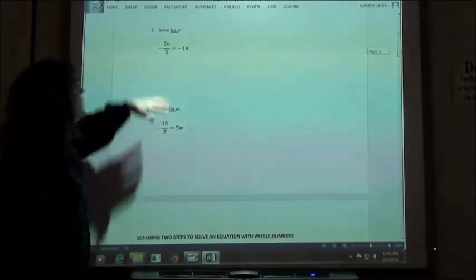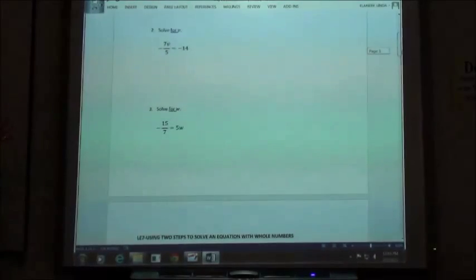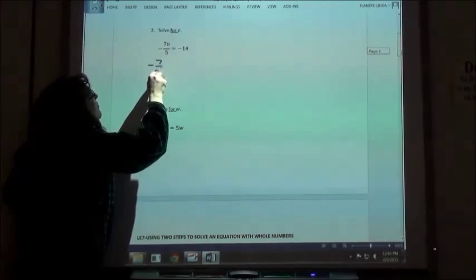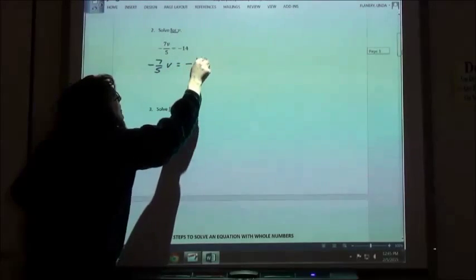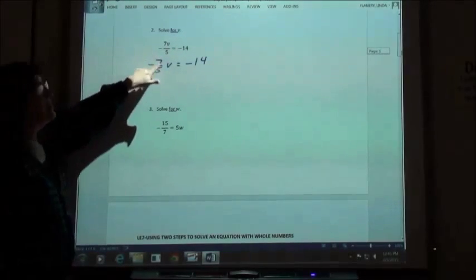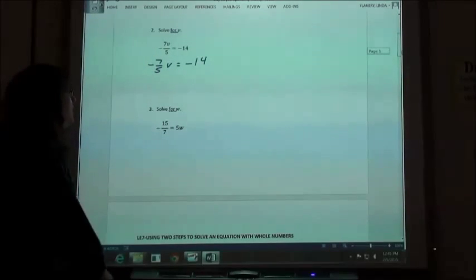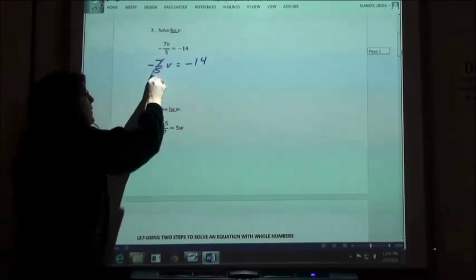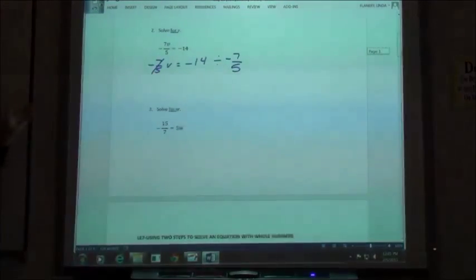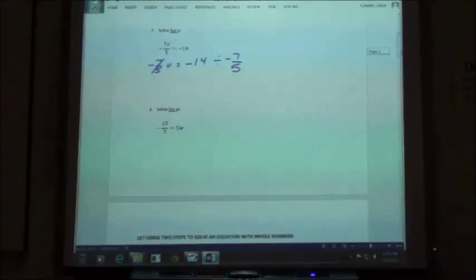Now this one looks a little bit different because they made it into one big fraction instead of a second fraction. But this really is the same thing as negative 7/5 v equals negative 14. Doesn't matter if the v's on top or behind it, it's still the same thing. So I want to get rid of the negative 7/5. I'm going to do that by dividing by negative 7/5, right? That is multiplying. When I move it over, I divide.